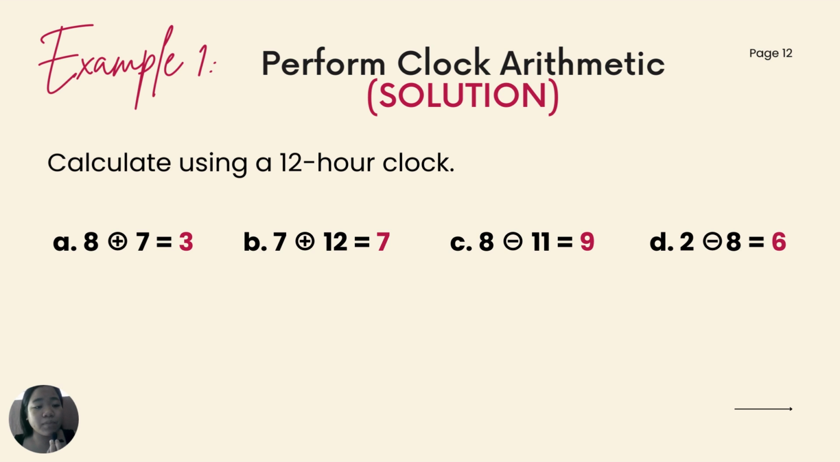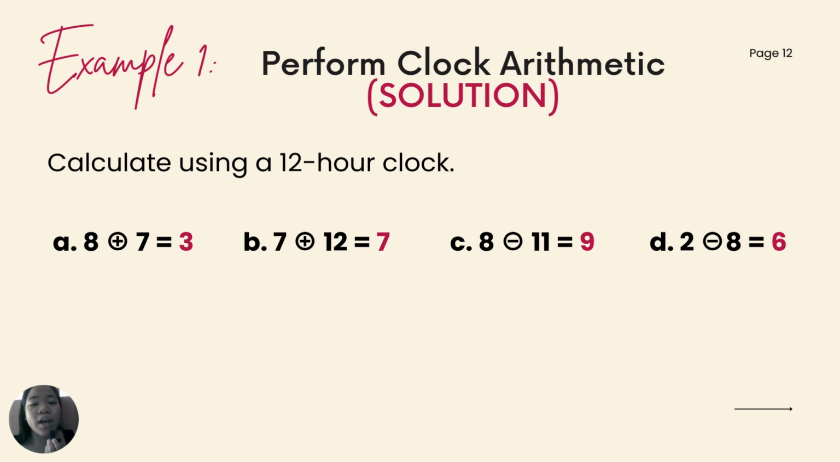For example, in this situation, class, it is 8 o'clock now. What is the time 7 hours after 8 o'clock? It is 3 o'clock. Very good. The situation in letter B: imagine it is 7 o'clock now. What is 12 hours after 7 o'clock? It is 7 o'clock. Okay, very good.